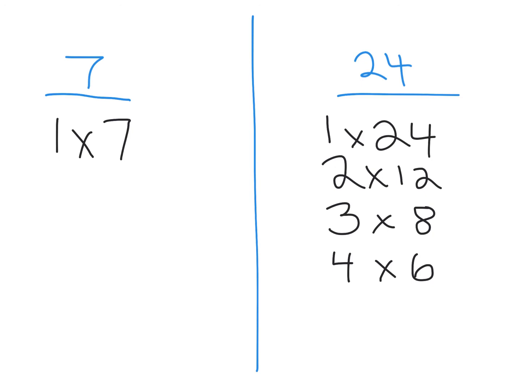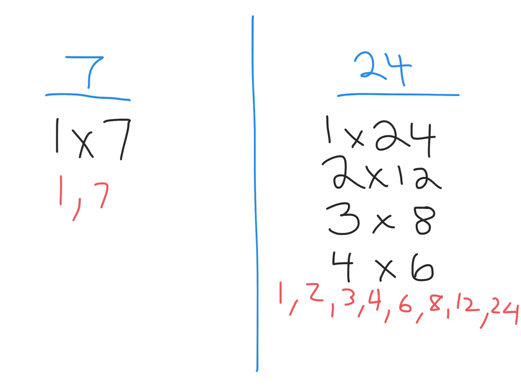You might know 5 doesn't work because 24 does not end in a 5 or a 0. But if you didn't, you could always check and count by 5s. 5, 10, 15, 20, 25. Skipped right over 24. So that is all the factor pairs of 24. What that means is we could write out our list of factors, 1 and 7. The list of factors over here would be 1, 2, 3, 4, 6, 8, 12, and 24.